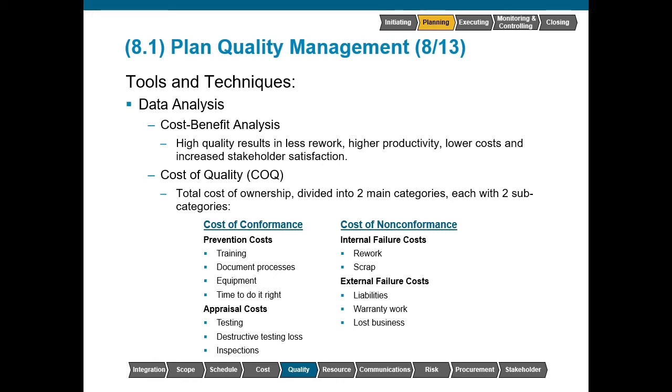Within the cost of conformance, the first subcategory is the prevention costs. This is to prevent bad things from happening. So we should have a training program and ensure that all of our practitioners are aware of what they're supposed to do and specifically how they are supposed to do it. If we don't train them properly, then we cannot realistically expect them to do the job correctly.